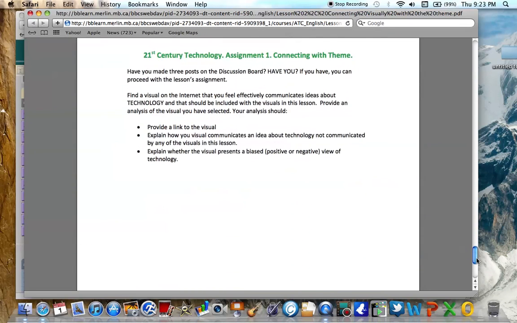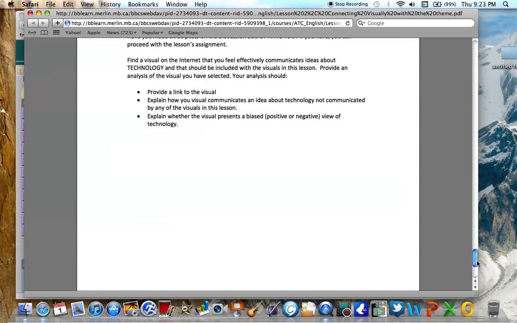So in your response, include the link to the visual, how the visual communicates an idea about technology that's not communicated by the visuals in the lesson, or how it does a better job of communicating an idea about technology than the visuals in the lesson. And then explain the bias in the visual. Is it a positive portrayal of technology, or is it a negative portrayal of technology? This is a 5-mark question, modeled on a provincial exam question. So you should keep in mind 200 to 300 words, submitted in a Word document.